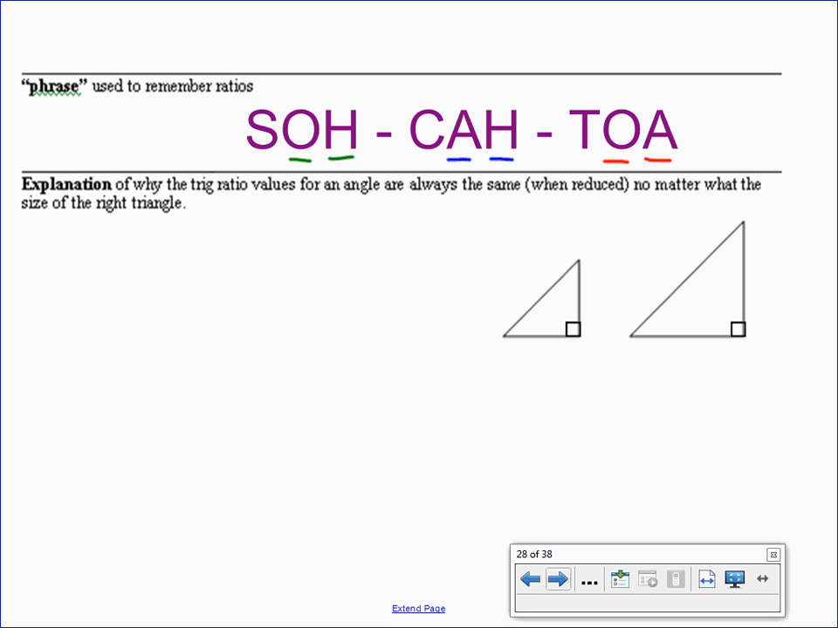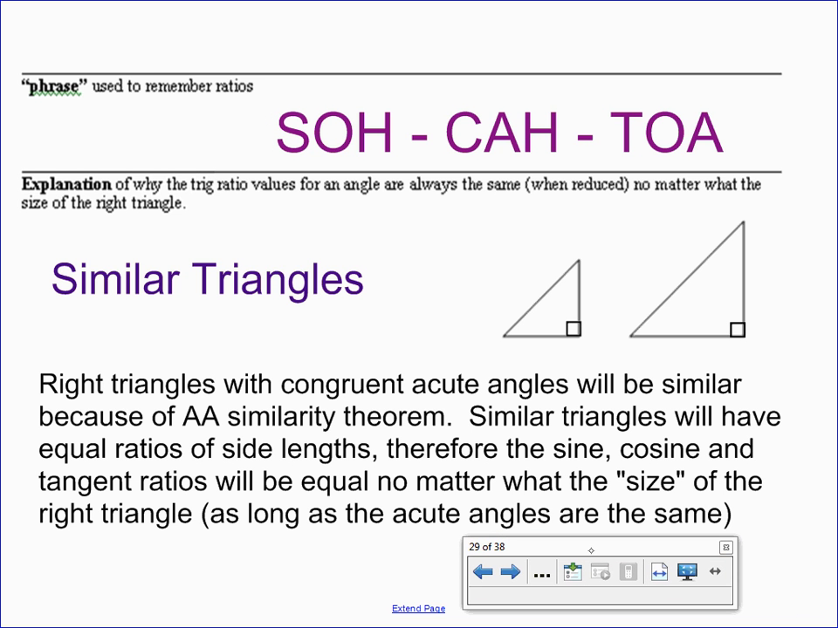The reason for that is that these triangles, if they have a given acute angle that's the same, and sine is a ratio of side lengths, therefore the ratio of the opposite over hypotenuse is going to be the same regardless of the size of the triangle, due to our angle-angle similarity theorem back from geometry. We know that if two angles in my triangle are the same, in this case the green acute angle and the right angle, guess what? The third angle has to be the same, guaranteeing these triangles are similar. If they're similar, they're exactly the same shape, just different size.